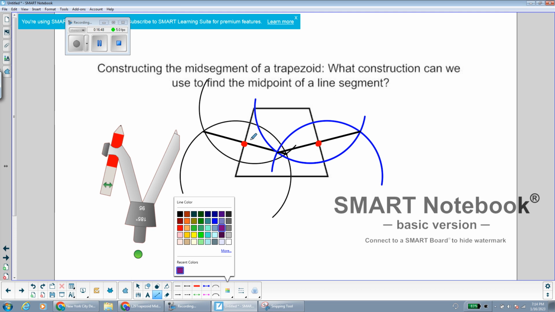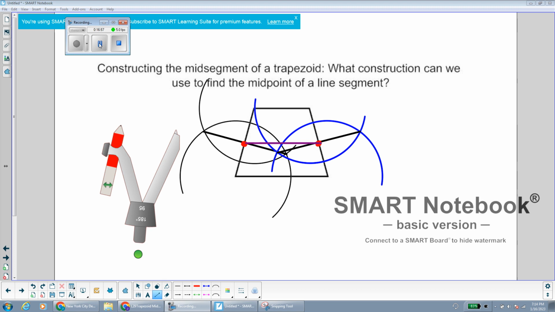Now, all I'm going to do is take my straight edge and connect the midpoints of the legs together, and that purple segment is the midsegment of the trapezoid.